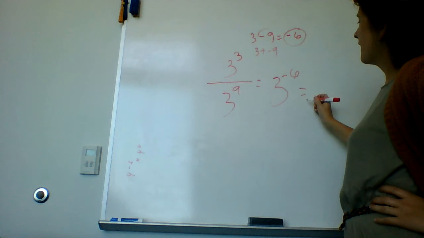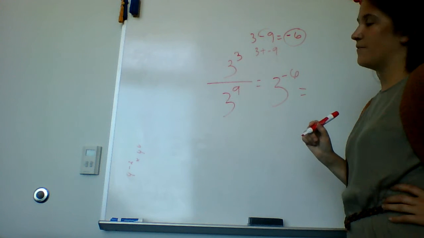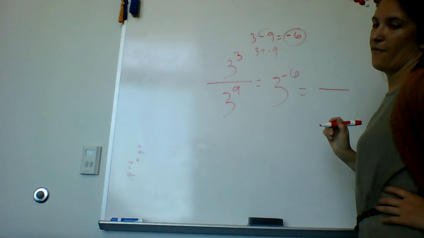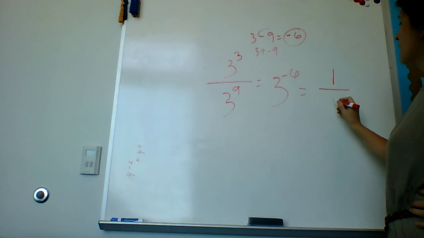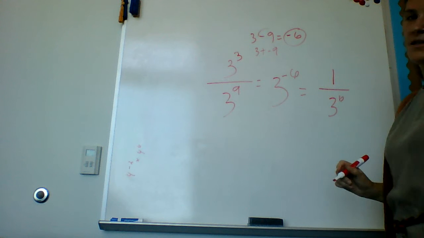I could rewrite that again. The negative exponent tells me that I have division. It's going to be a fraction. My numerator is always 1. My base is 3. That's to the 6th power.